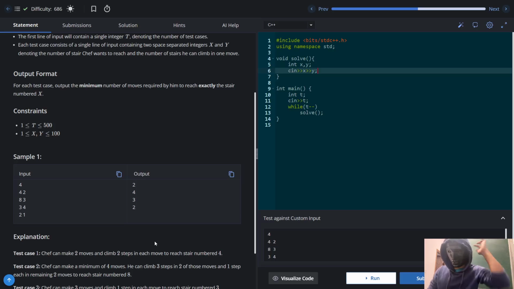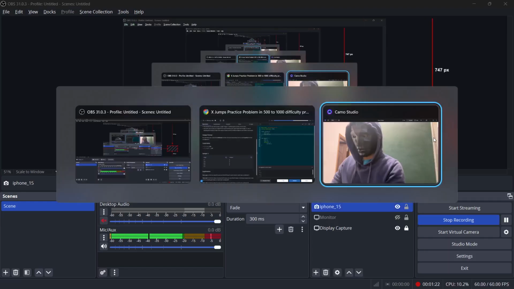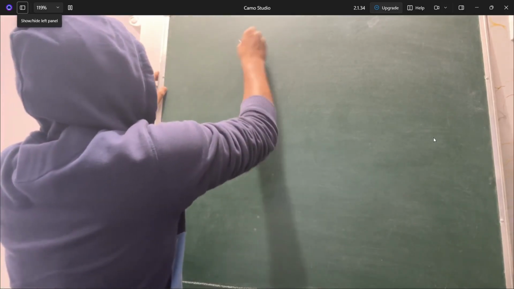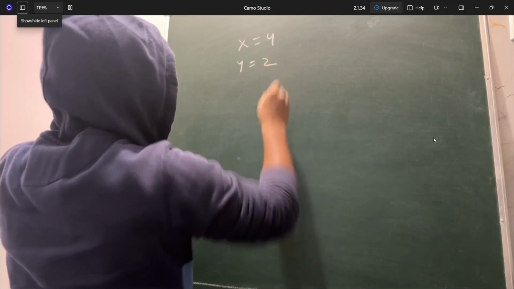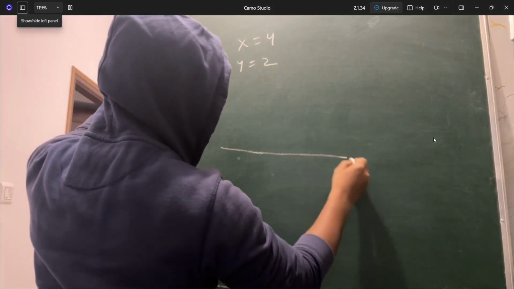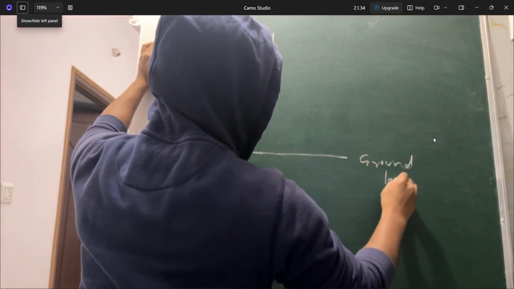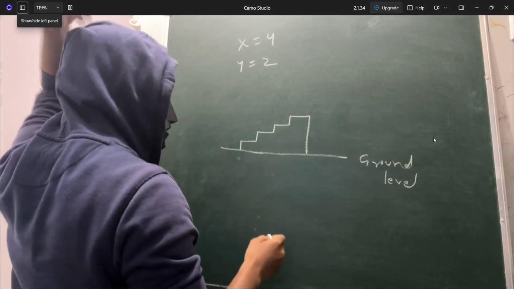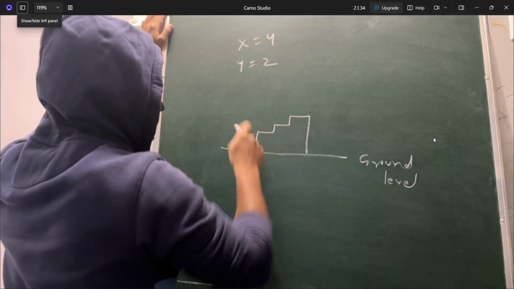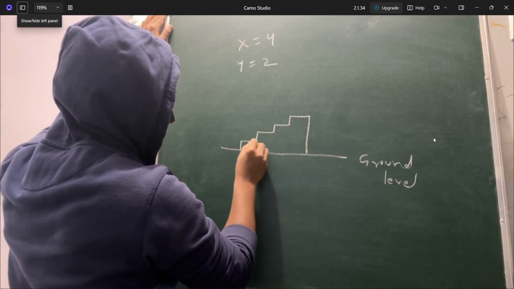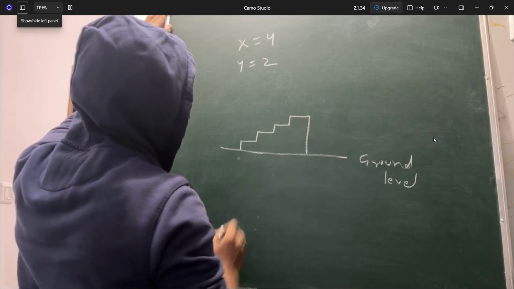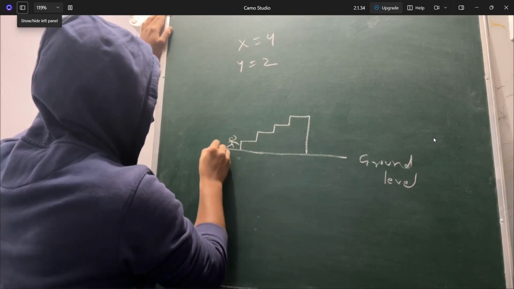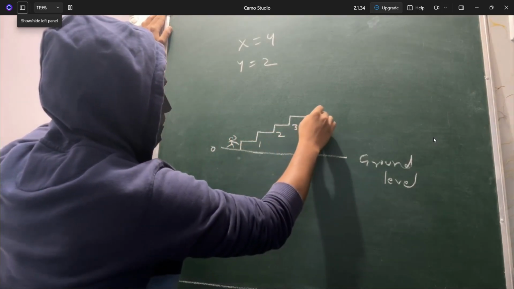And let me go downwards, and they have given 4 test cases, and in the first test case x is 4, y is 2. So let me take you to the board. So in the first test case, x is 4 and y is 2. What they're saying is he's standing at, let's say this is ground level. So this is a stair we can think of. They are saying there are 4 steps basically. So this is 1 step, this is 2 step, this is 3 step, and this is 4 step. So now Chef is standing here at 0th level, and this is 1st level, this is 2nd level, this is 3, this is 4.